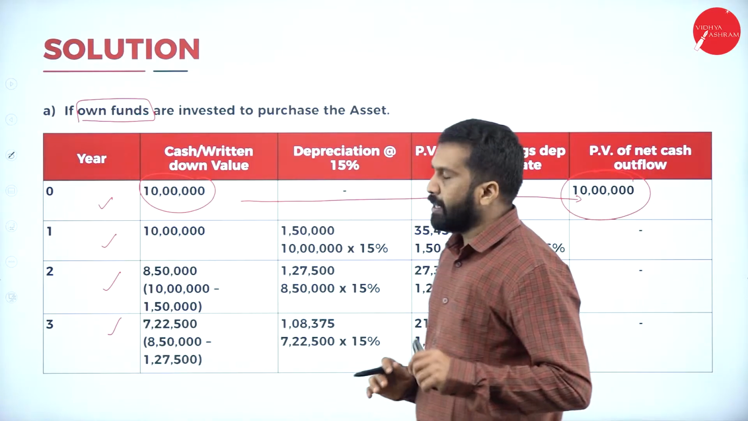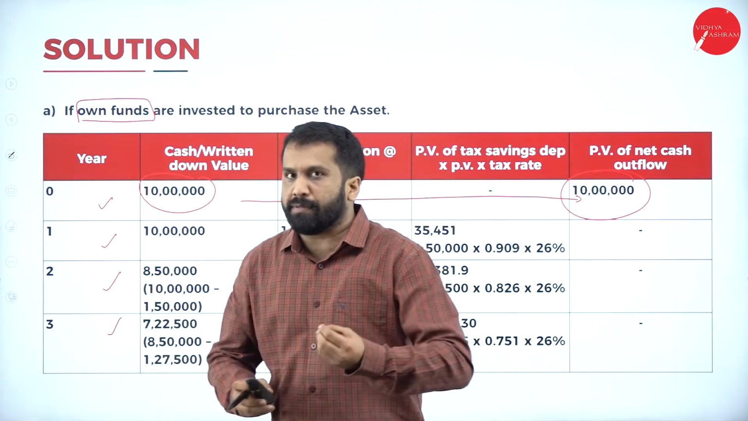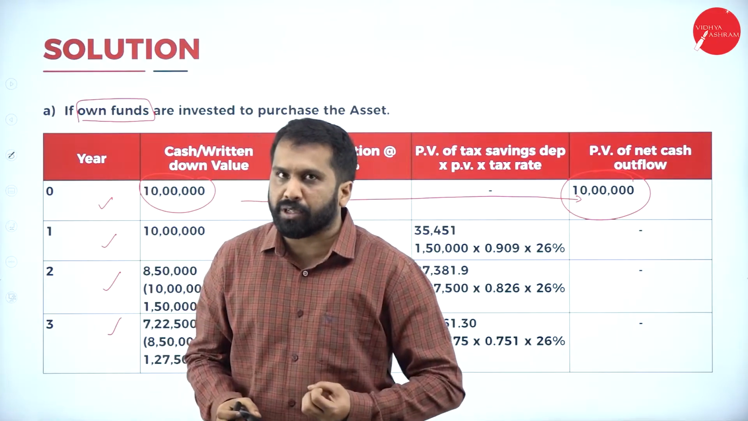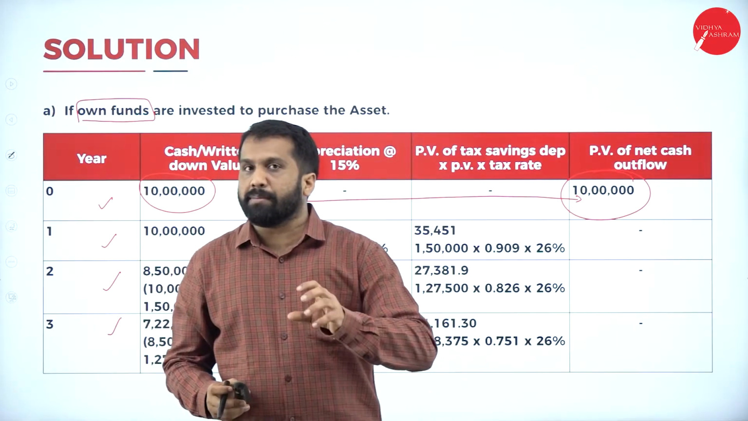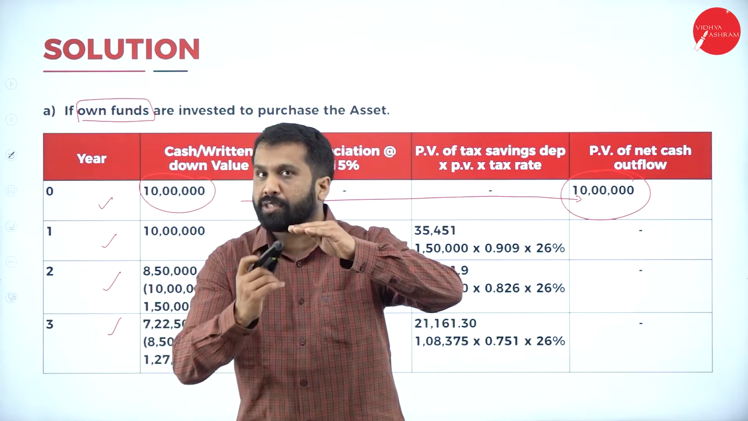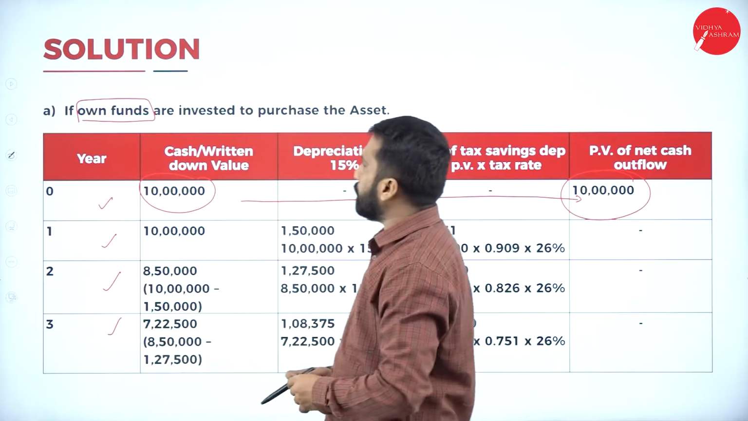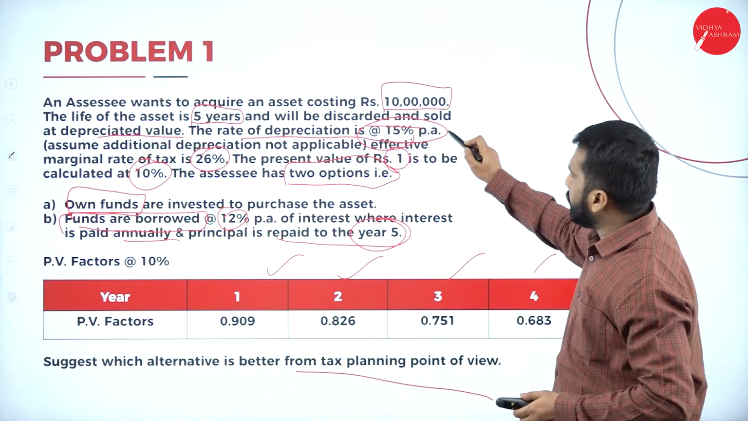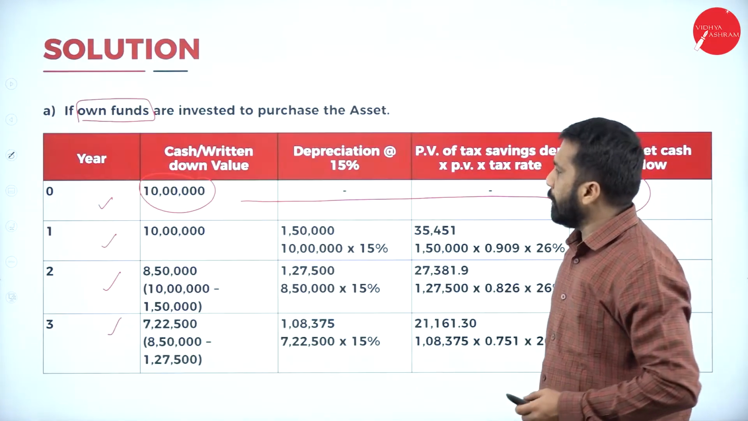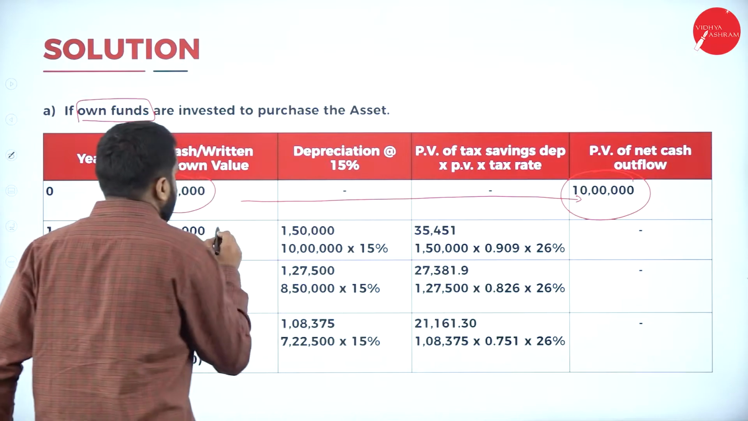Then what happens? Every year you are supposed to calculate depreciation. You invested 10 lakh, you bought machinery. So, will your machinery remain the same value? No. Every year you are supposed to calculate depreciation. How do you calculate? They have given a percentage. What is the percentage? 15%. Now, 10 lakh multiplied with 15%.